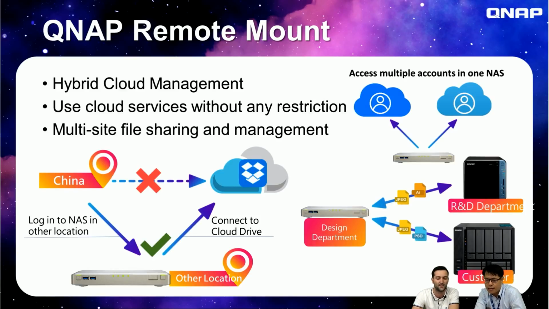And the final part is multi-site file sharing and management. Many companies have many departments, and each department has its own file server, like our NAS. So how do you synchronize the data between these departments? It's very hard to control. With the remote mount, you can mount the design department, the R&D department, and the customer support department. After the mount, you can see all of the data from the design department. So you have access to each NAS. It links all the NAS together.